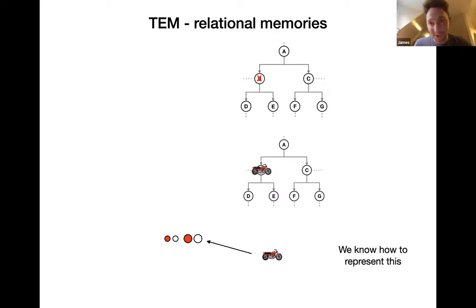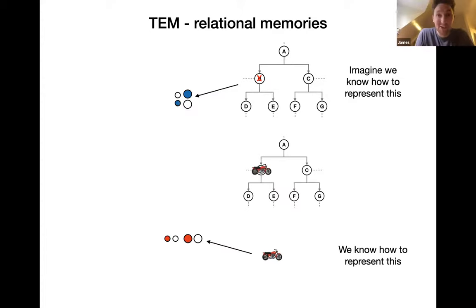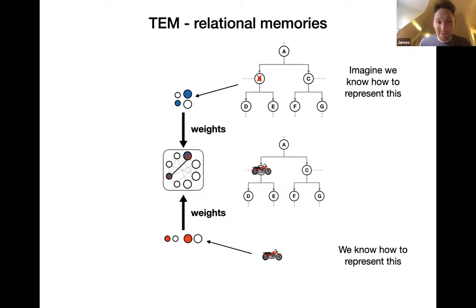And let's imagine for a case that we understand how to represent where we are in this abstract space, how we're at B somehow. We're just going to represent that with these blue neurons here. And as I said, the thing that we're really interested in is knowing that the motorbike is at B, and we're going to do that by sort of smushing together these two bits of information. We're going to put into our memory network both knowledge about the motorbike and knowledge about where we are. That's going to form a conjunctive memory now.